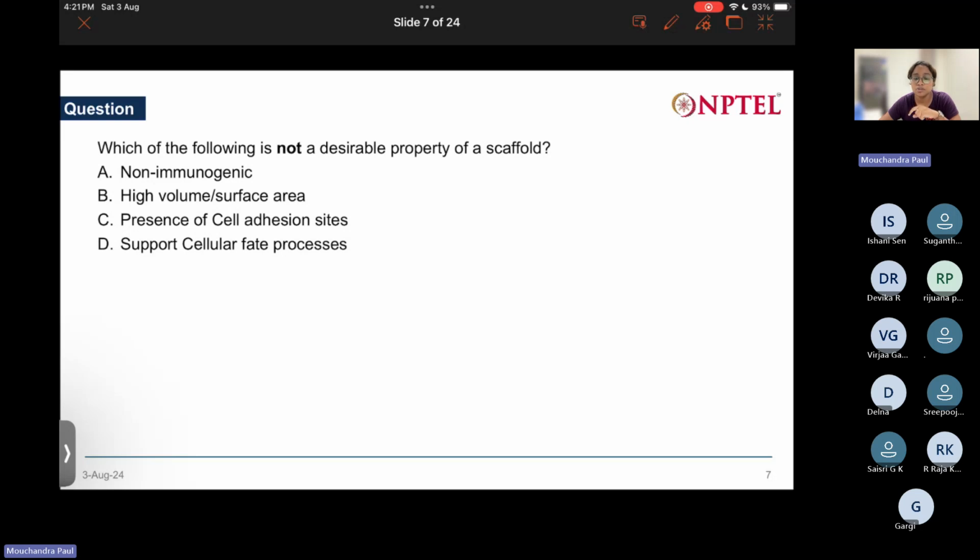It should be non-immunogenic. It should have high volume to surface area. It should contain cell adhesion sites, and it should support cellular fate processes. These are the four options; you have to choose which is not desirable. Option B, high volume to surface area. You're correct, I know you just answered. I also want to see what others think. Do they think that B is correct?